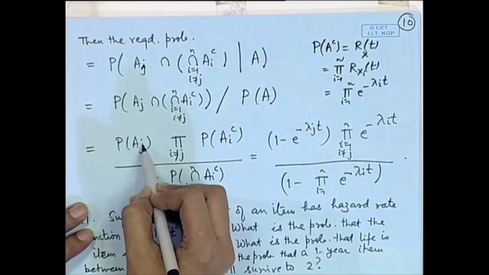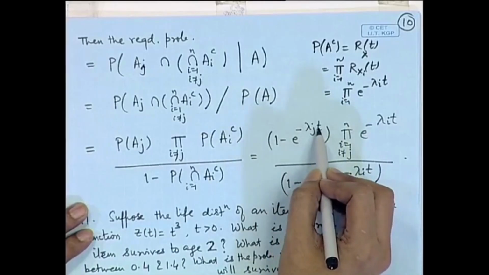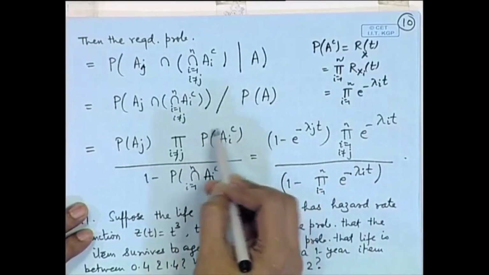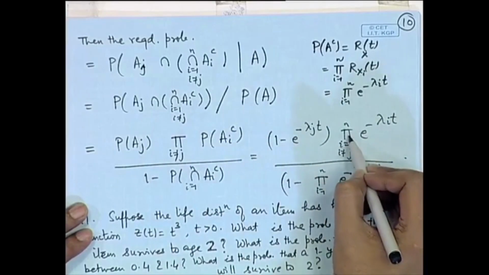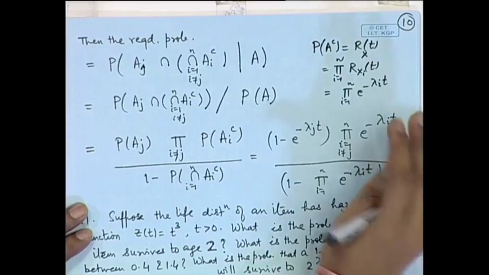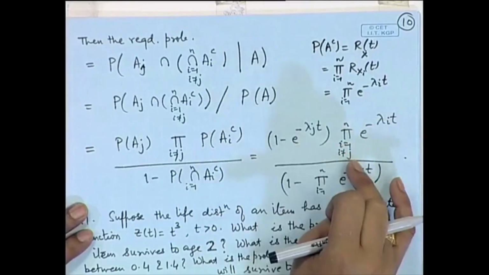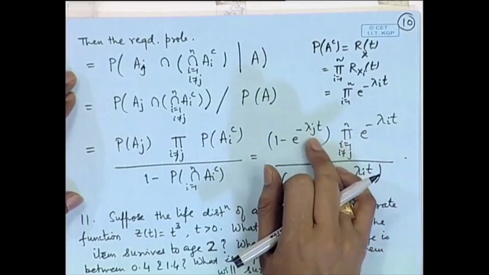In the numerator, the probability of A_j, that is, the jth component fails before time t, is 1 minus e to the power minus lambda_j t, and here it is the reliabilities of all other components except the jth component. So, it is the product of e to the power minus lambda_i t, where i is not equal to j. So, this denotes the conditional probability that the failure is caused by the component j alone. That means, given that the system has failed, this is the conditional probability that the failure was caused by the jth component.